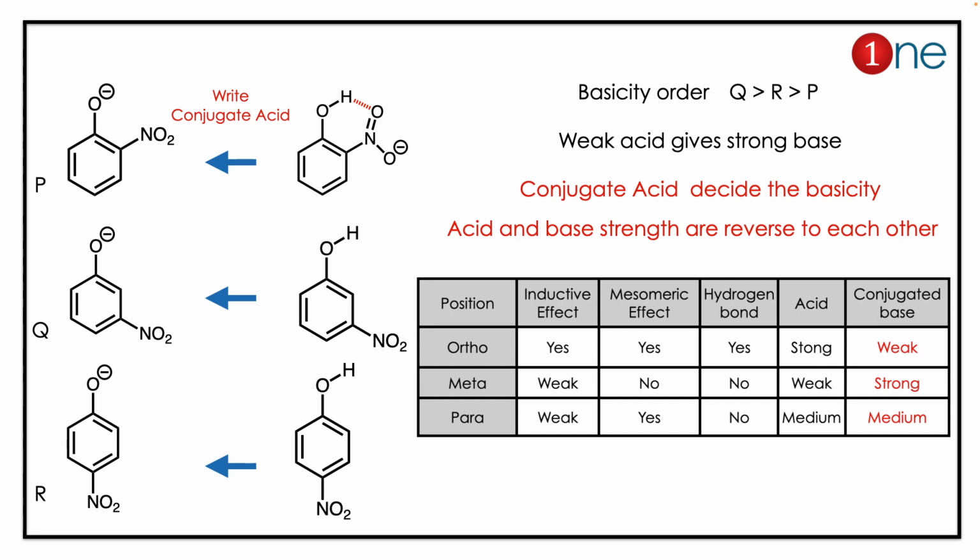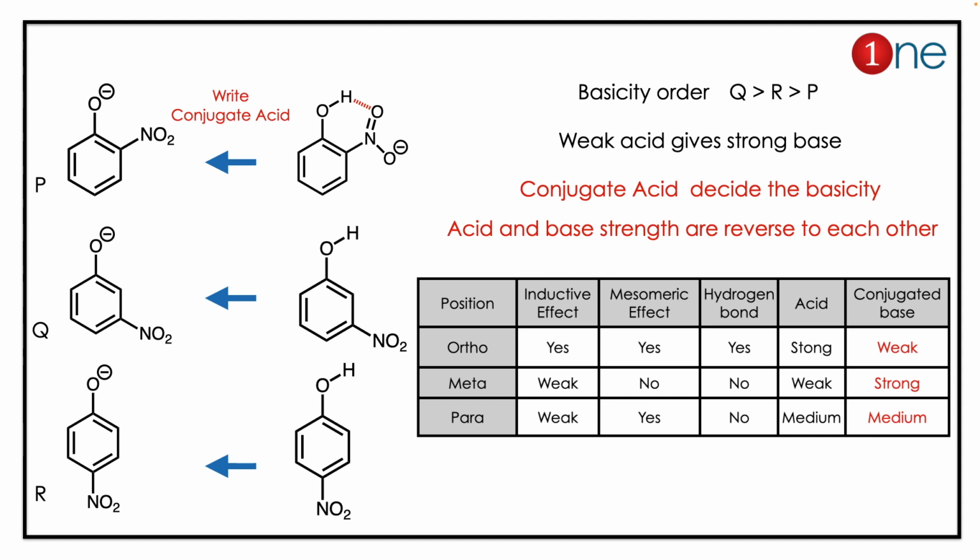Here the answer is interesting. You should know how basicity is defined. Basicity is defined by the conjugate acid. Actually, the problem is given in the reverse way, so you have to imagine the conjugate acid, which is phenol. You have to know which phenol is stronger: ortho, meta or para.